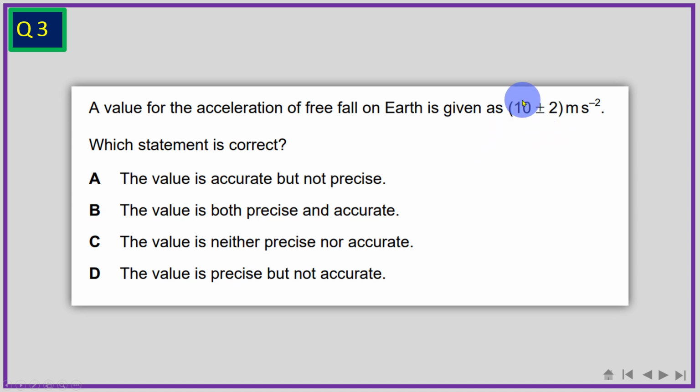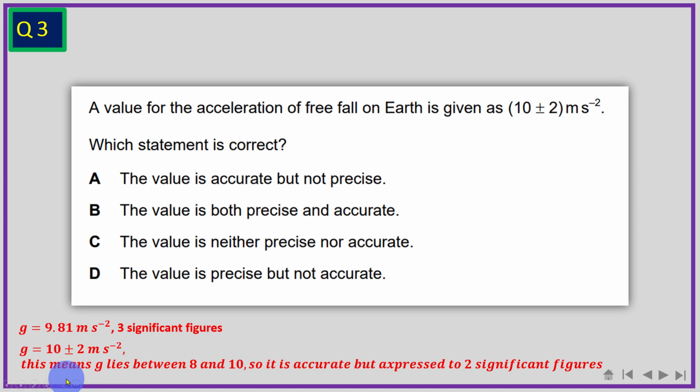9.81 is 3 significant figures, and we can see the values we are getting here are 2 significant figures. So in terms of precision, this value will not be precise. It will not be precise. So here is the argument. The actual value of g is 9.81, 3 significant figures.